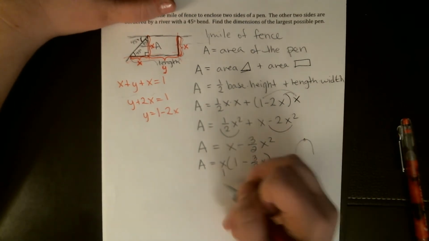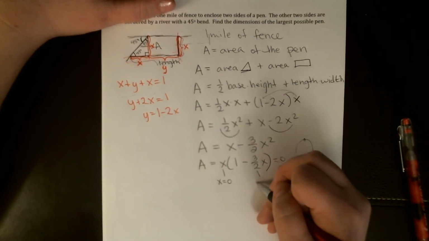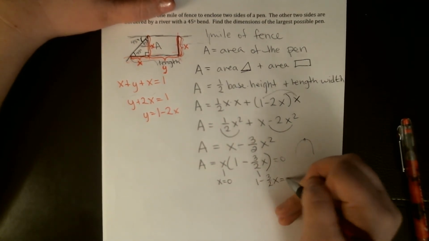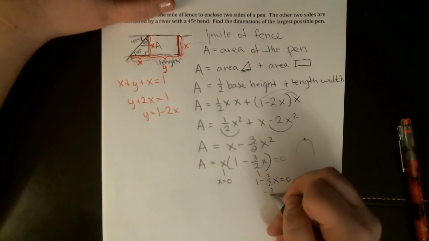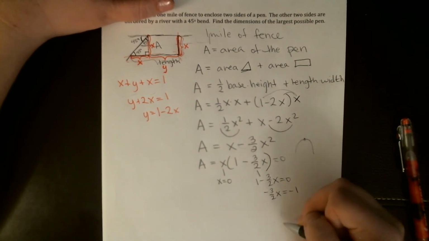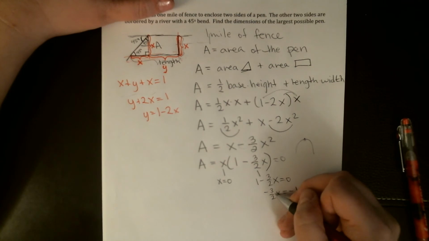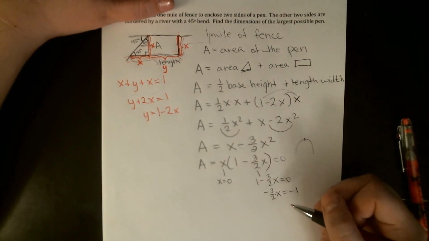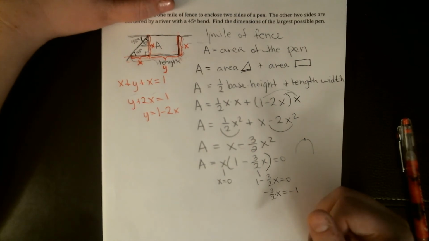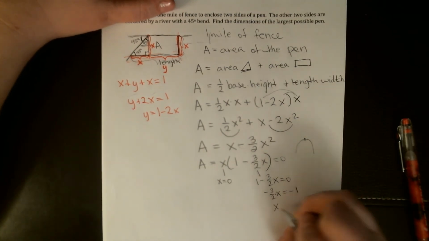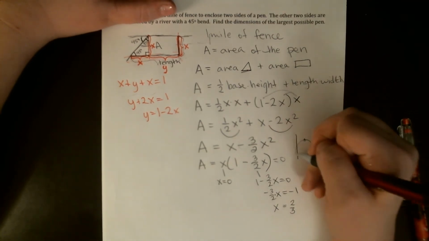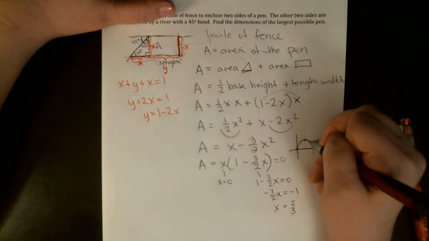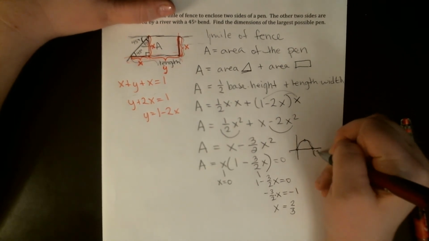So if I set this thing equal to 0, I get x equals 0 and 1 minus 3/2 x equals 0. I'm going to go ahead and do the work for this because that's messy enough. I think it's really easy to get upside down. So I'm going to subtract 1, and then to get rid of a negative 3/2 multiplied by your variable, you should divide by negative 3/2, or in other words, multiply by the reciprocal. So we're going to multiply both sides by negative 2/3, which is going to give us positive 2/3. So in my picture, this thing goes through (0, 0) and (2/3, 0).